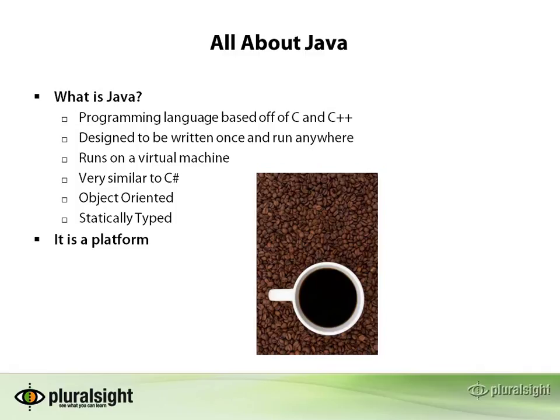Java is object-oriented. That means that the main focus of the development is to classify things, to organize them into classes and objects. And Java is statically typed. It is not a dynamic language.